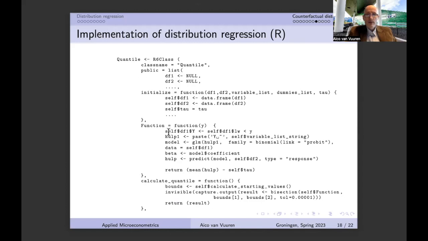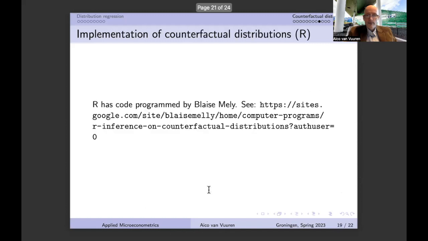Here in this function, we are going to define our indicator. Here we are going to do the probit. Here we are going to store our coefficient. And here we are going to do the calculation of the counterfactual distribution. And here again we're going to have that counterfactual distribution minus the tau that we have over there. And here we calculate the quantiles.